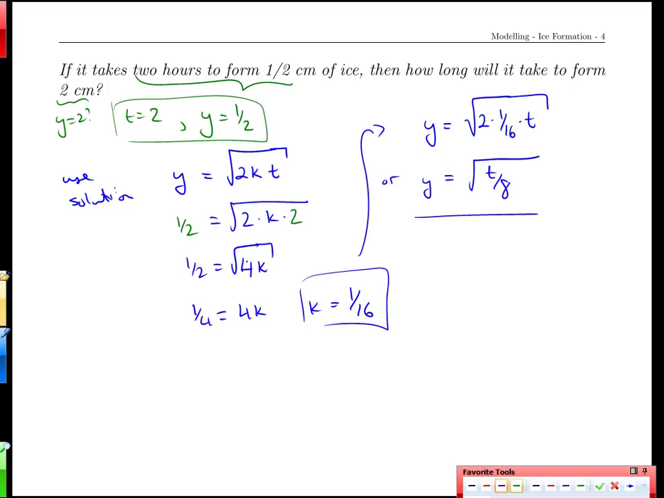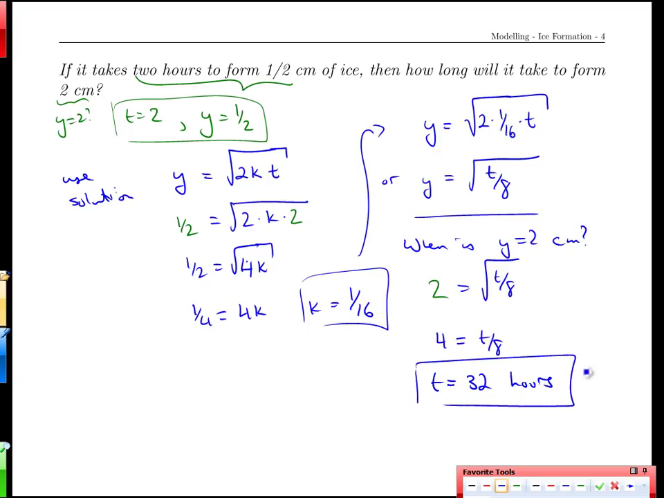Last but not least, we can answer the question, when is y equal to 2 centimeters? Well, we set our y value equal to 2, and we solve for the t value inside here. We can square both sides. 4 equals t over 8, and t is equal to 32 hours to reach 2 centimeters of thickness.